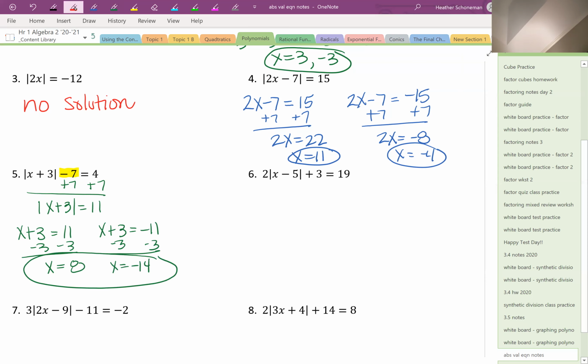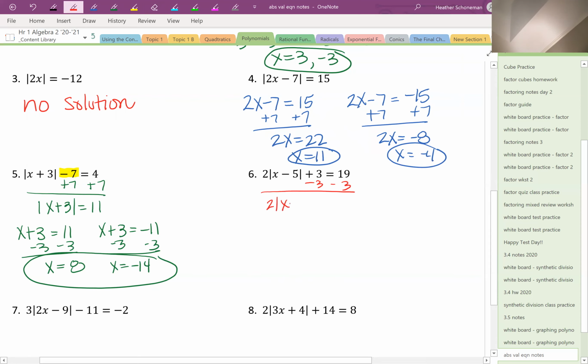Okay. Number 6, we got the exact same thing. We just got to get the absolute value by itself. But some people are getting confused on whether they need to divide by 2 or subtract 3 first. So I'll give you two different things to think about. And you don't need to write this down just yet. But if I had the equation 2x plus 3 equals 19, you'd tell me you'd subtract 3 first, right? And that's exactly what we need to do over here. Because if you didn't subtract 3 first and you divided by 2, then you'd have to divide all of these by 2 and then subtract the fraction, which works, but man, it's a lot easier to subtract the 3 first. Okay, so let's do that. Let's subtract the 3 first.